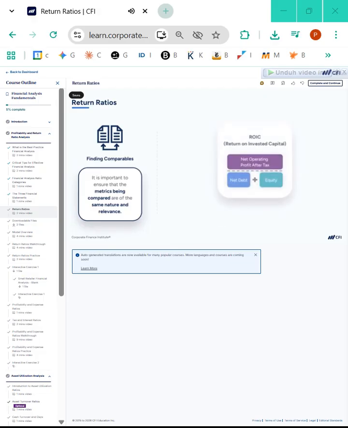Now let's return to ROIC. Here we need to incorporate a profit metric that encompasses both shareholders and debt holders. Hence, we calculate a profit figure that excludes interest expenses, representing the returns to debt holders.